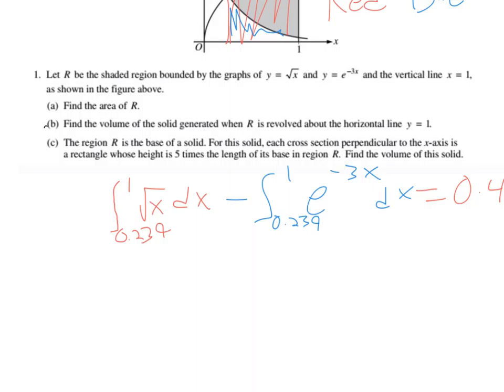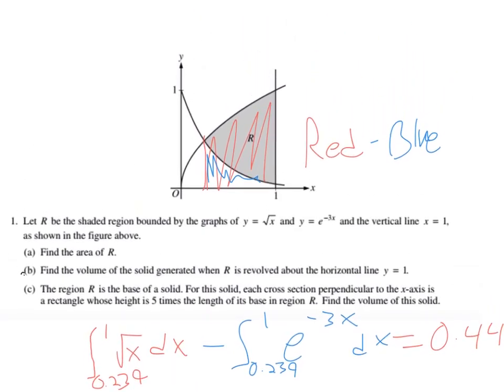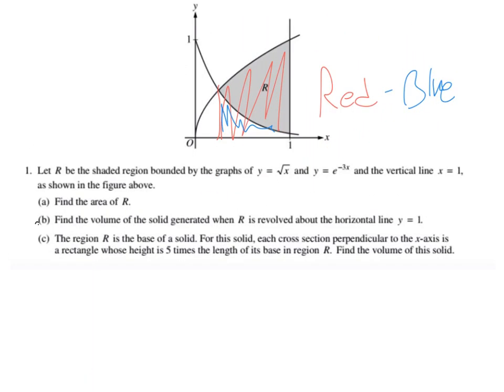Part B asks you for the volume. It wants the volume of the shaded region revolved around this axis, the y equals 1 line. So you've got to envision this thing coming up in 3 dimensions, coming at you, going around the y equals 1 line, going away from you, dipping down below, and swooping back up to this point.